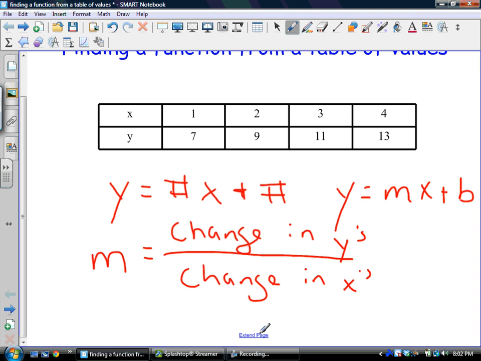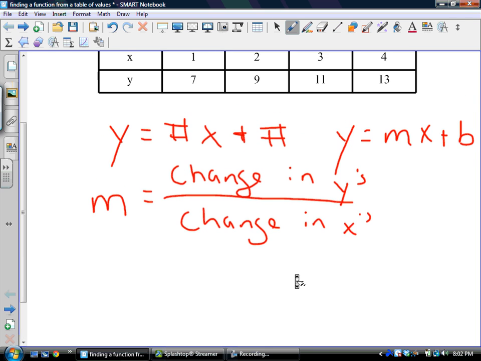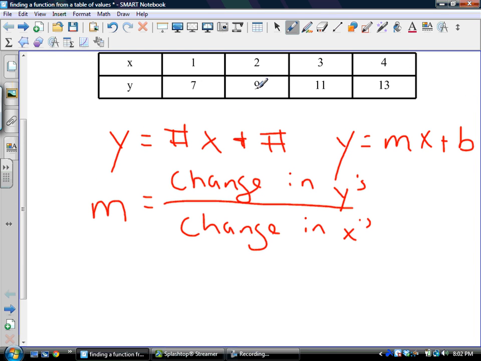What I mean by that is, if you look at your table of values, the y values went up by 2 there, up by 2 there, up by 2 there. The y values are constantly going up by 2, so that change is 2. The x values were going up by 1 each time, so that's a 1. And so that m, the number that goes in front of x, is just 2 divided by 1, or 2.